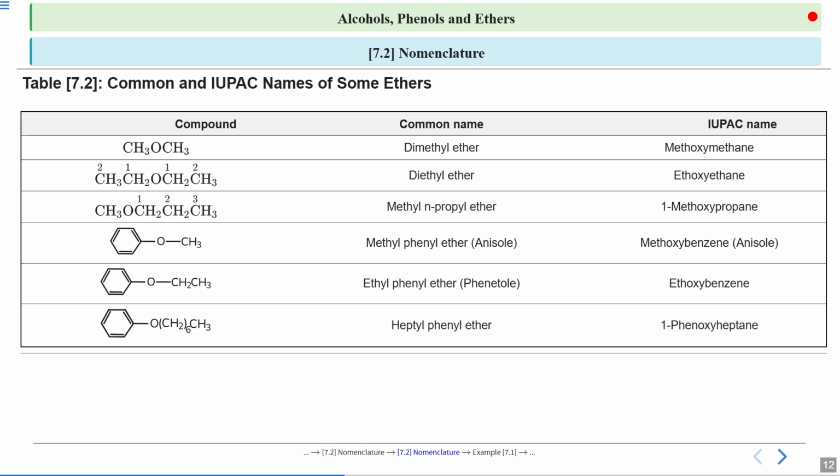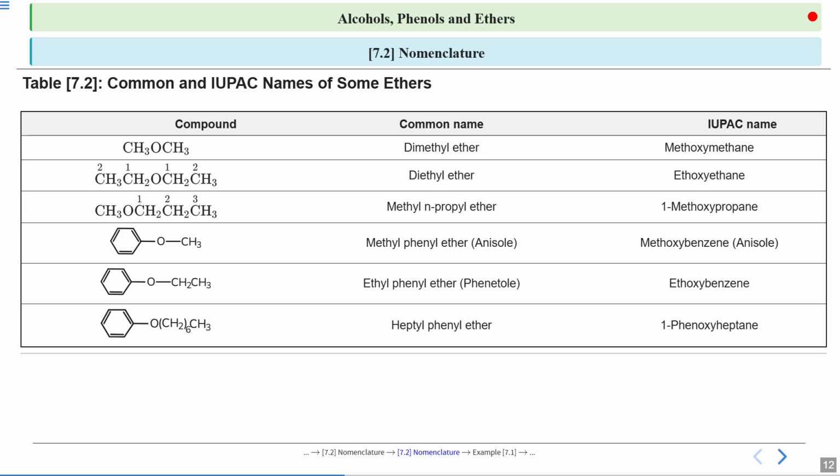The next compound is methyl n-propyl ether. The common name is methyl n-propyl ether, because we have to write the names of the two alkyl groups alphabetically and then add the word ether to it. The IUPAC name of it is 1-methoxypropane. The parent chain will be propane, and at the first carbon of the propane we have a methoxy substituent. So 1-methoxypropane.